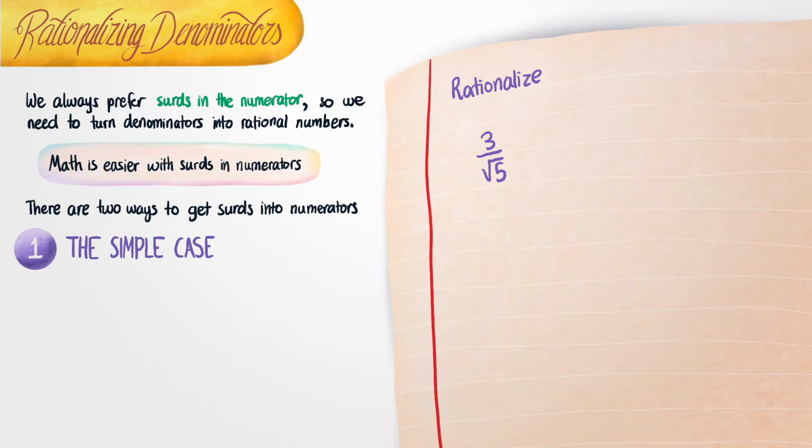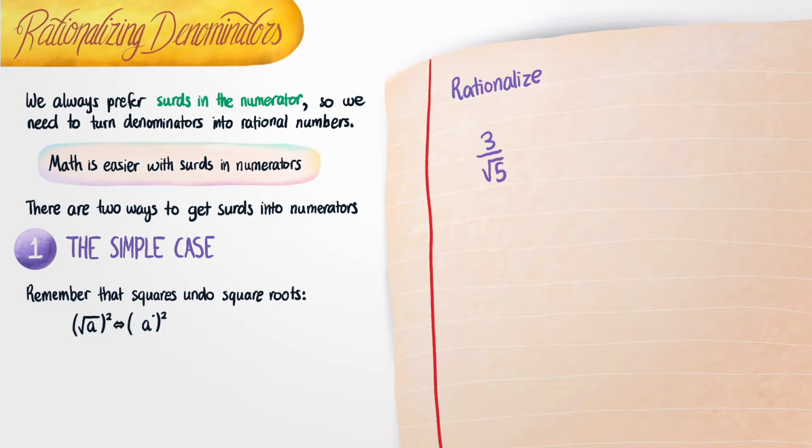Now, the simple case refers to any situation where you have a single, standalone surd in the denominator. The simple case hinges around the fact that squares can be undone by square roots. So, for example, if you have the square root of a, all squared, then we can rewrite the square root of a as a to the power of 1/2. And then, by the index laws, we can say that 1/2 times 2 is going to be the same thing as 1. So that means the square root of a all squared is the same thing as a to the power of 1. But then, a to the power of 1 is the same thing as a, so we don't really need to write that power of 1 there.